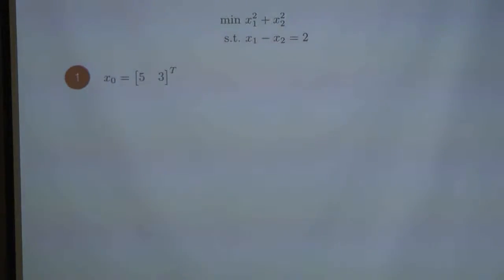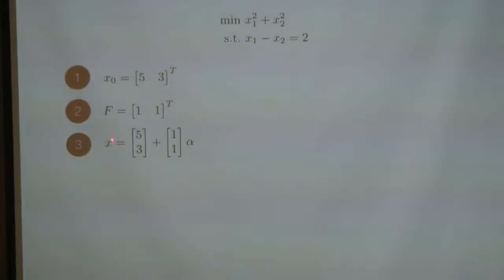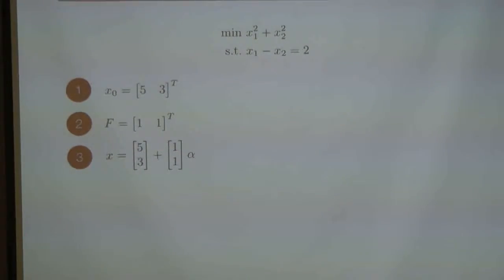What is then the null space of A? Give me a vector which is orthogonal to vector 1, minus 1. Right, okay, 1, 1. That's trivially orthogonal. What next is that we do this substitution. So we have x0 plus f times alpha.